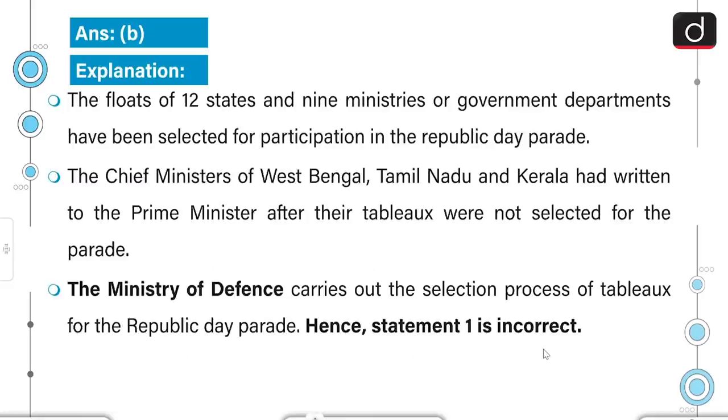The floats of 12 states and 9 ministries or government departments have been selected for participation in the Republic Day Parade. The CMs of West Bengal, Tamil Nadu and Kerala had written to the Prime Minister after the Tableaux were not selected for the parade.